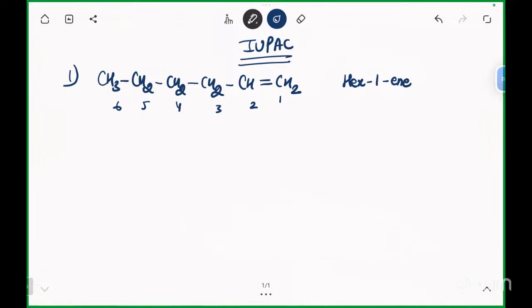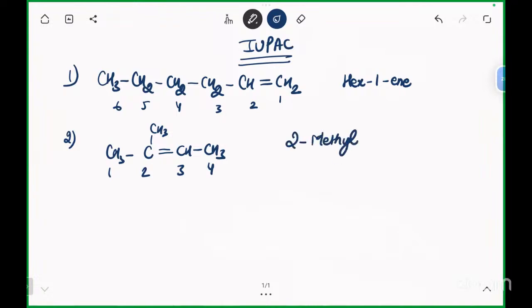Okay. Second, we can make CH3, CH3, double bond, CH, single bond, CH3. Since in this particular position the side chain is there, we'll do the numbering from the left hand side: 1, 2, 3, 4. On the second position, the double bond is also present. On the second position, the methyl group is also present. So it will be 2-methyl, and 4 carbons, that is but. Second position double bond, 2, and then ene. 2-methylbut-2-ene.